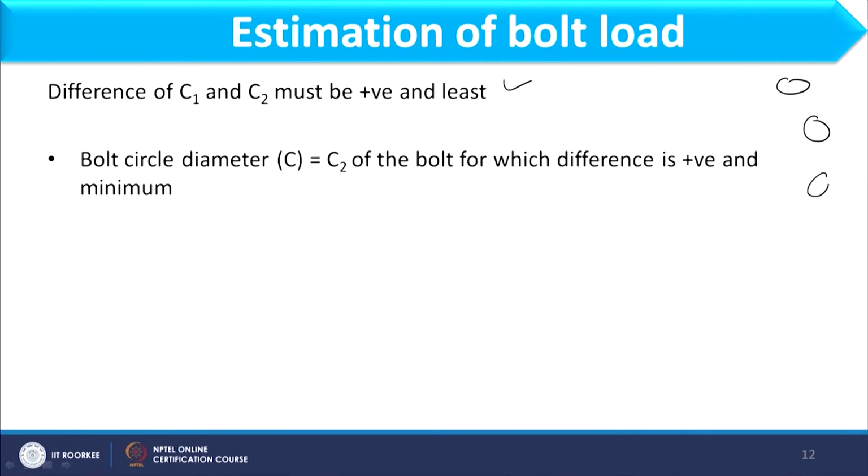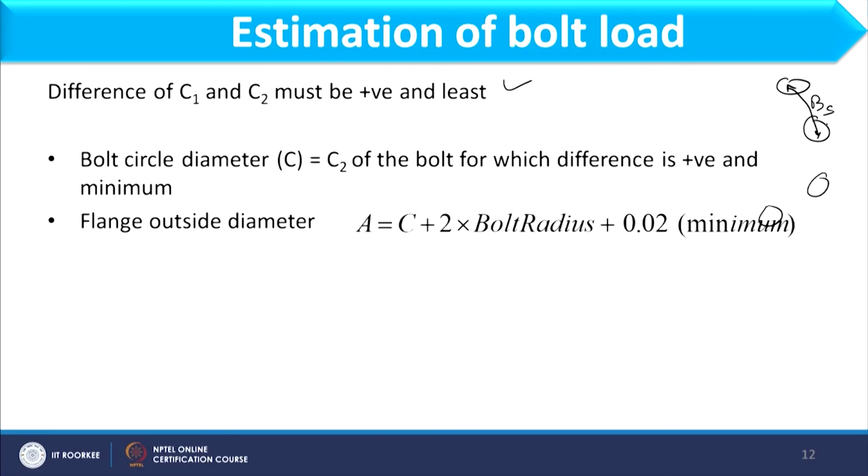I hope you understand what BS is. For example, if I am having this bolt circle, BS is basically this value. So, we have decided the number of bolts, we have decided the bolt circle diameter, and then we can decide the BS value.